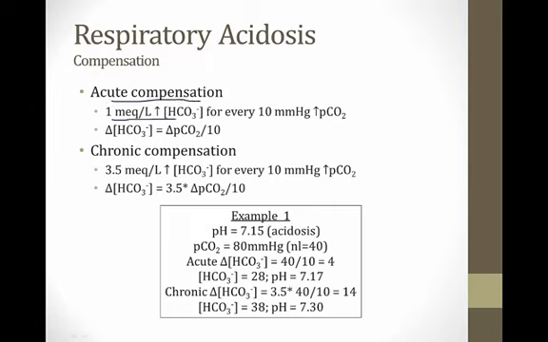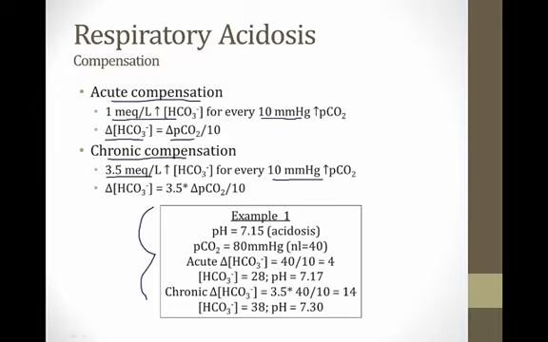There's a 1 milliequivalent rise in bicarb for every 10 millimeter increase in PCO2. And if you want to turn that into an equation, the delta HCO3 is equal to the change in PCO2 divided by 10. Chronically, there's more compensation. You get a 3.5 milliequivalent rise in bicarb for every 10 millimeter increase in PCO2. And it's easiest to understand this by way of an example.